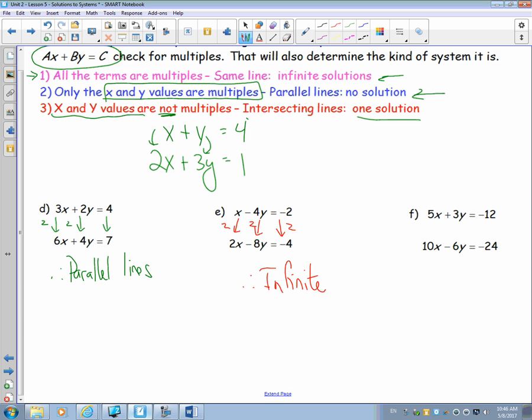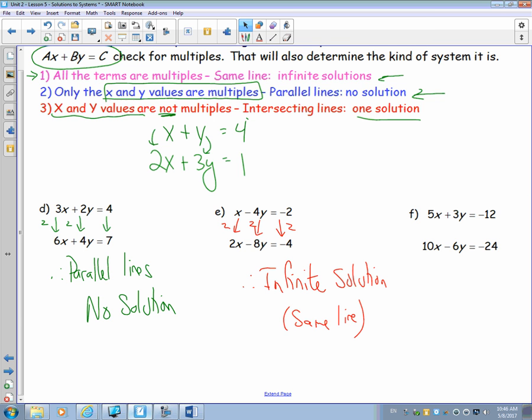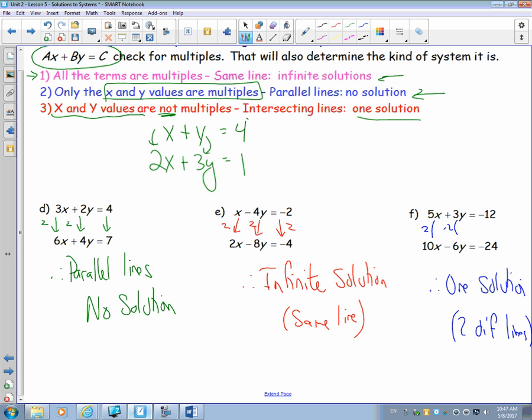Oh, sorry, in the first one here, we should say parallel lines, no solution. I mean, this is infinite solutions, it's the same line, twice. I'm going to try the third one. Times it by 2, yep. Times it by negative 2. Oh, that's not the same as 2, it's different. This is one solution. These are two different lines. It's situation 3. The x and y values are not multiples.